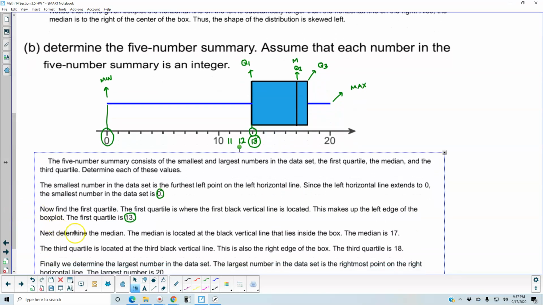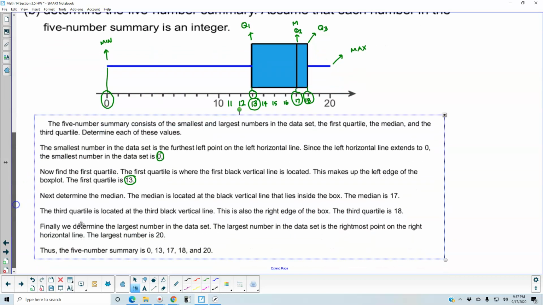Now we need to determine the median. The median is located at the black vertical line that lies inside the box. So that means the median is going to be here. Here we have 14, 15, 16, and therefore this number is going to be 17. So the median is 17. The third quartile is located at the third black vertical line, and this is also the right edge of the box. That is this number here, and the next number that we have is 18. So the third quartile is 18.